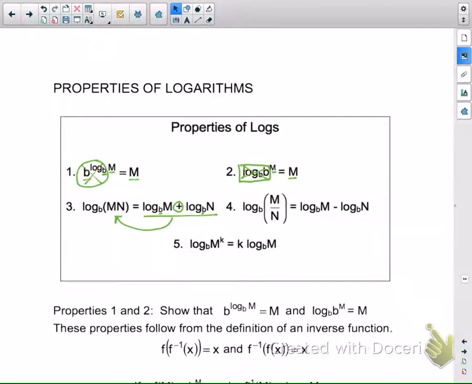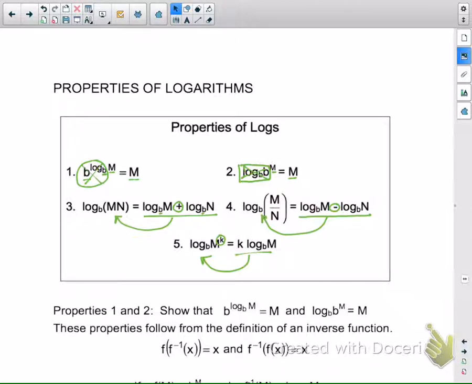Property 4 has basically the exact opposite there. If we have 2 logs with the same base and they are being subtracted, we can condense that to 1 log with that base and do what with the parts? Divide. And then property 5 is the whole reason we typically don't see logs with numbers out front, because if you have a number out front of a log, you can bring it back as the exponent up here instead of being out front.